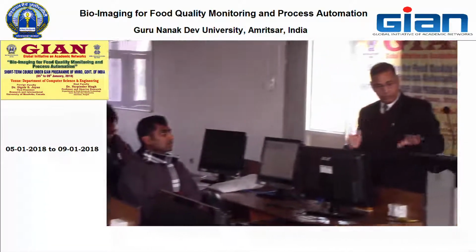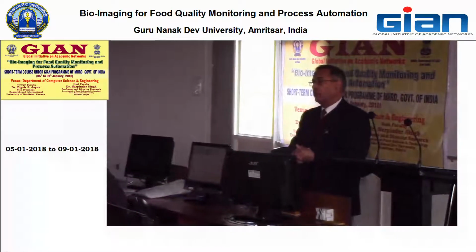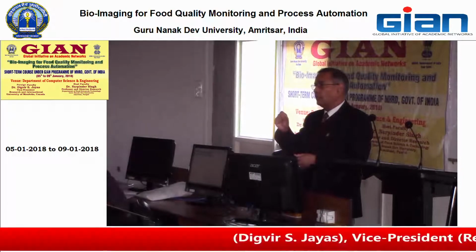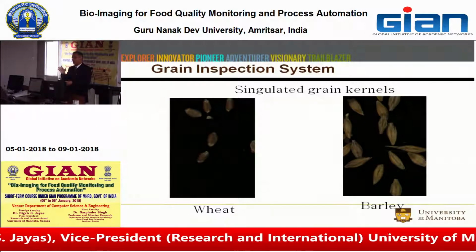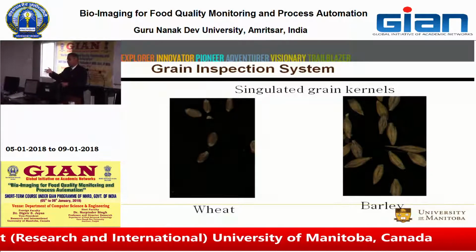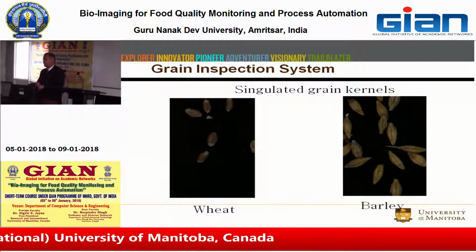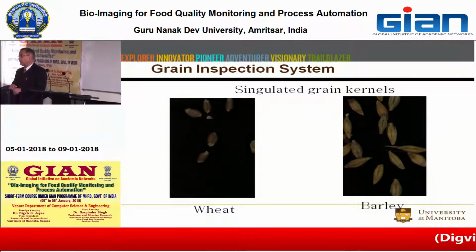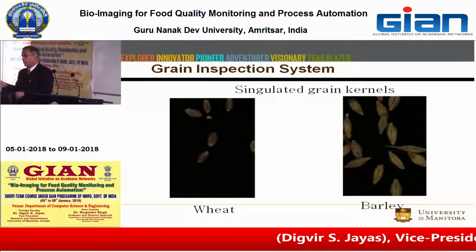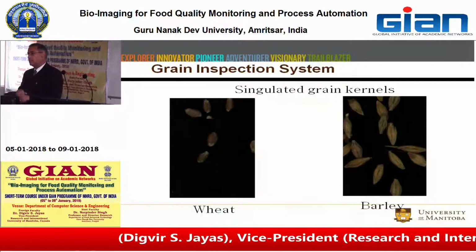To give you some examples, when we did the identification of the different types of grains, like wheat, barley, rye, oats, the classification accuracy was pretty close to, I would say, 99.6, 99.8%. Okay, good. So that kind of class accuracy.